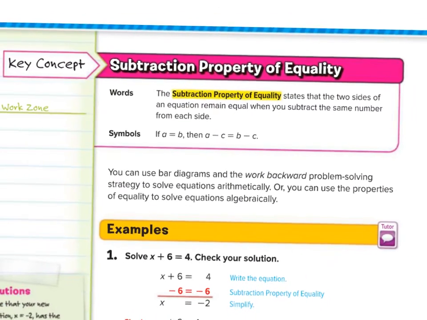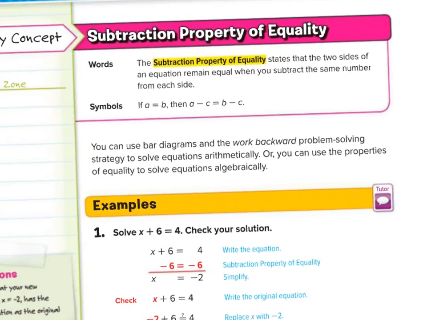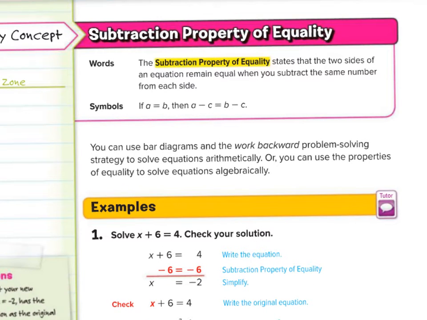And here we have our key concept for today's lesson. Subtraction property of equality. That's what we were just using when I subtracted the 4. The subtraction property of equality states that the two sides of an equation remain equal when you subtract the same number from each side. So symbols. If A is B, then A minus C equals B minus C. So whatever I take away from one side, I must take away from the other side so that this remains true. Right?